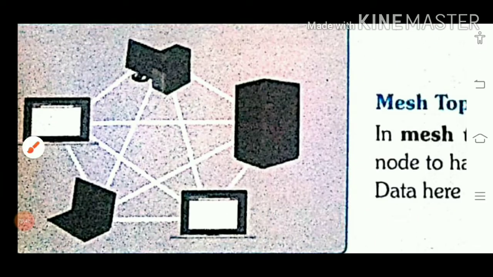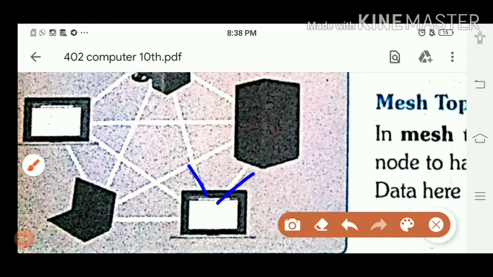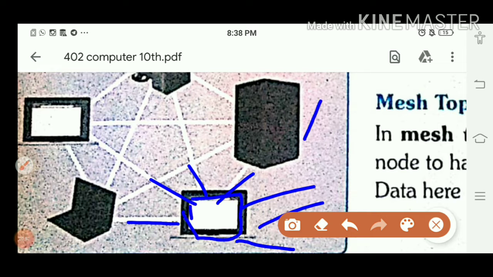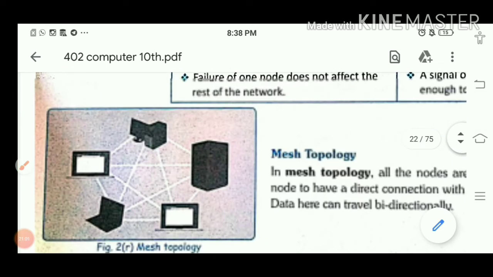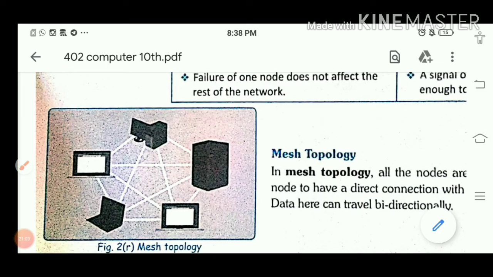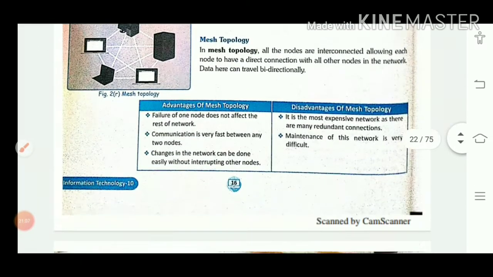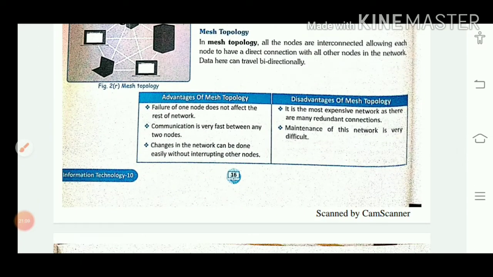Now look, one computer is connected to 1, 2, 3, 4 wires. Or suppose in the network 5 or 7 computers are there. So it is difficult for this computer. One single computer is having so many ports. Same with this one. So this is a complicated network. It is easy that we can share the data, and speed is good. But the problem is that this network is very difficult.